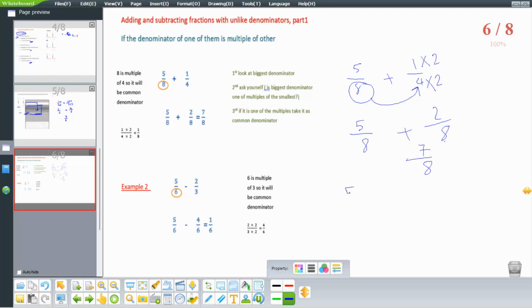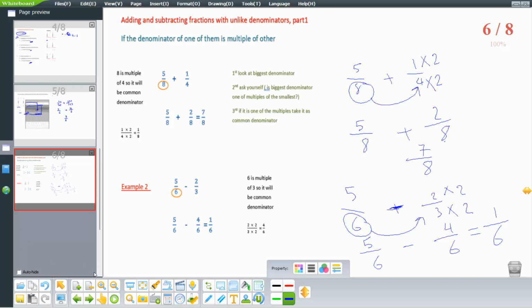Okay, if we have 5 over 6 minus, sorry, 2 over 3. Here circle the biggest denominator. 6 is a multiple of 3, yes, so it will be the common denominator. Here 6 and here 6, we have the same numerator. Here 3 will be 6, so we multiply by 2 and multiply the numerator by the same number, so it will be 4. 5 minus 4 equals 1 over 6.